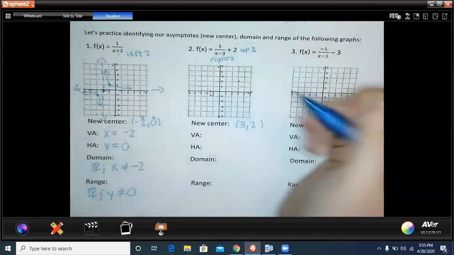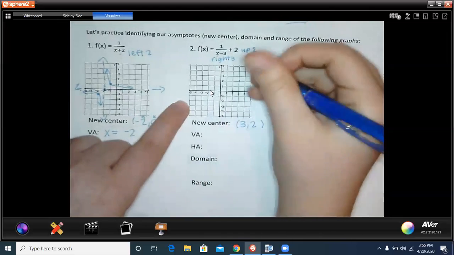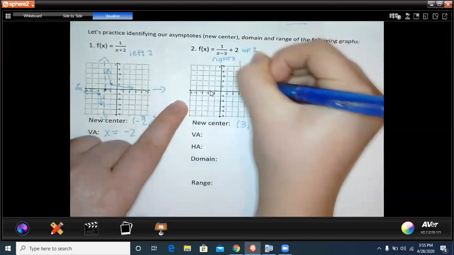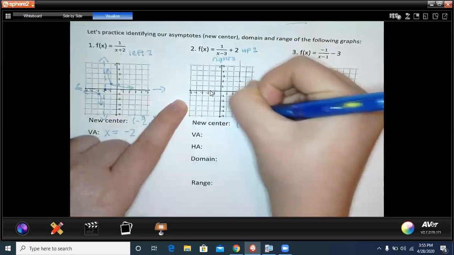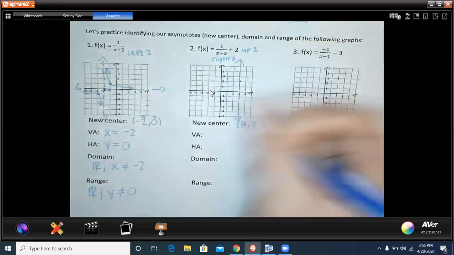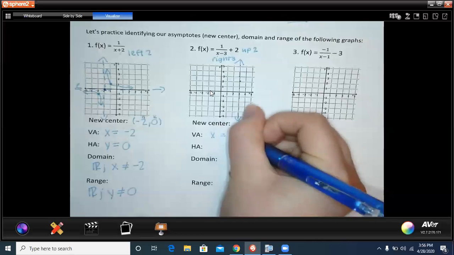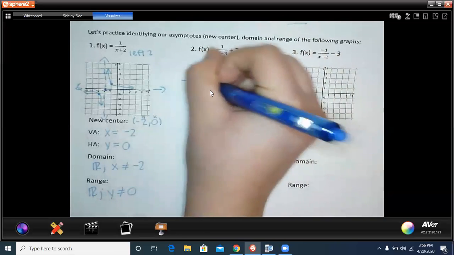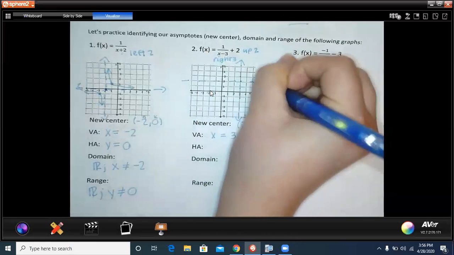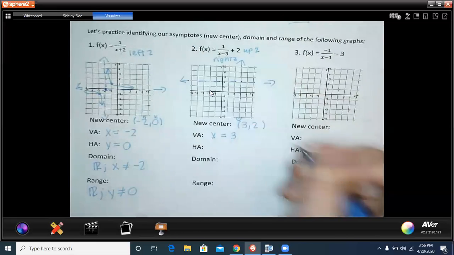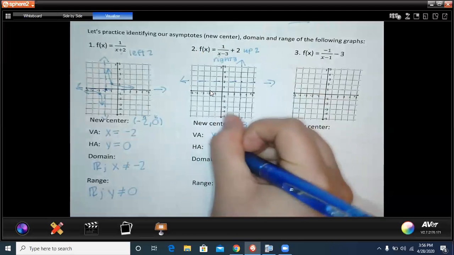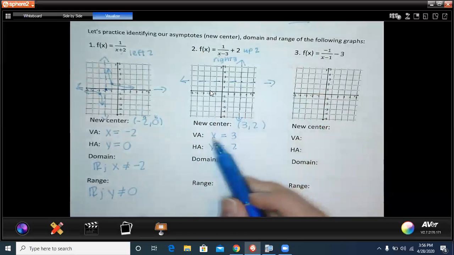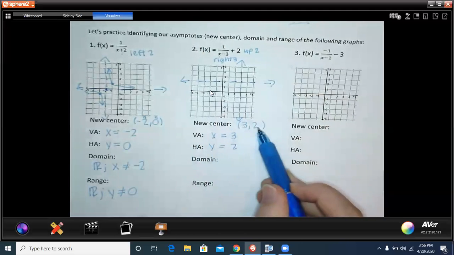All right. So I have a vertical asymptote right along here at x equals 3. And I have a horizontal asymptote at y equals 2. So x equals 3, y equals 2.